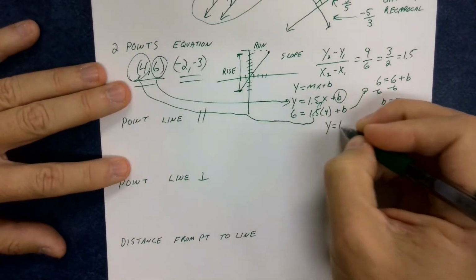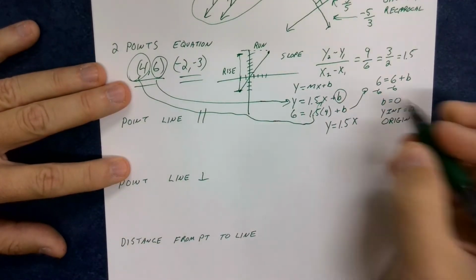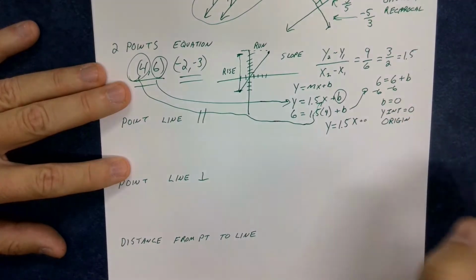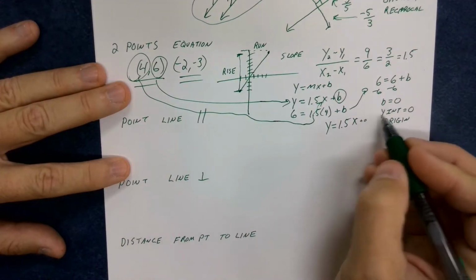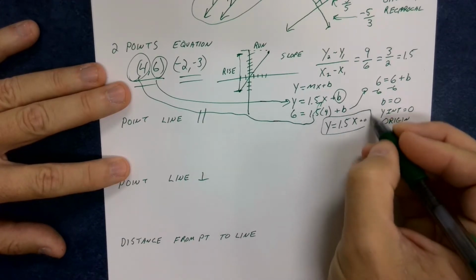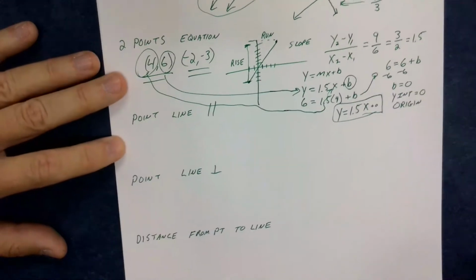So my equation is 1.5x. I don't have to put plus 0 on the end, but I'll put it tiny there so you know, plus 0, because if the y-intercept was something, I'd really need to put it there. So there's my final equation on that one.